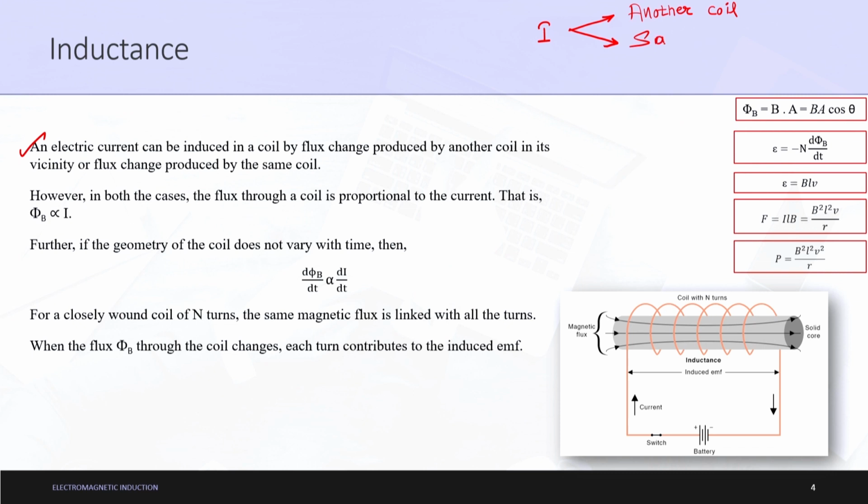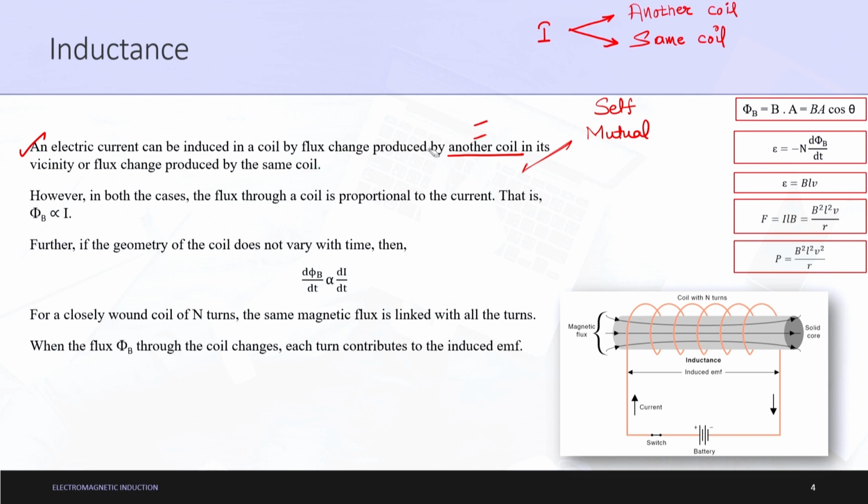So, same coil. An electric current can be induced in a coil by flux change, that is delta phi b, produced by another coil in its vicinity, or by flux change produced by the same coil. The complete concept of inductance is only due to these 2 parts: one is self inductance, one is mutual inductance. This is the only concept we need to deal with here.